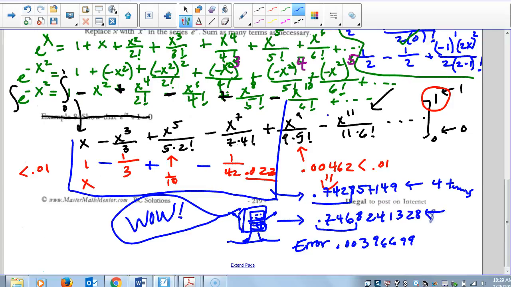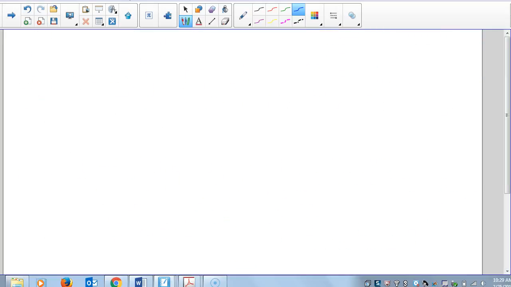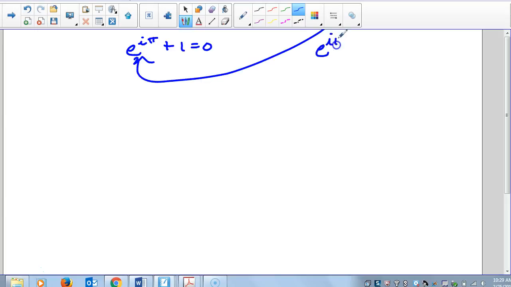Okay, last example. I'm going to pull up a brand new page because the last example is showing that e to the i pi plus 1 is equal to 0. So that would suggest that e to the i pi must equal -1. And this is a question I've gotten. People look at this in books and go, how is e to the i pi -1? So let's try it out.